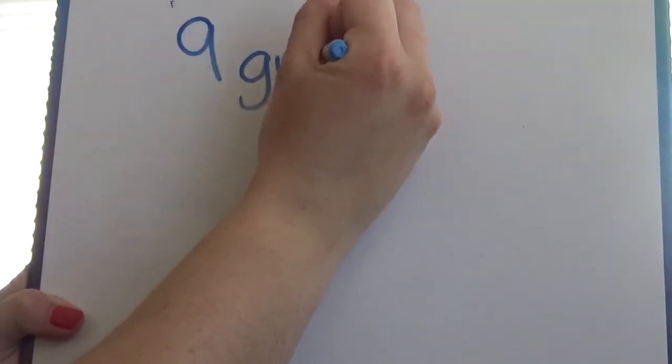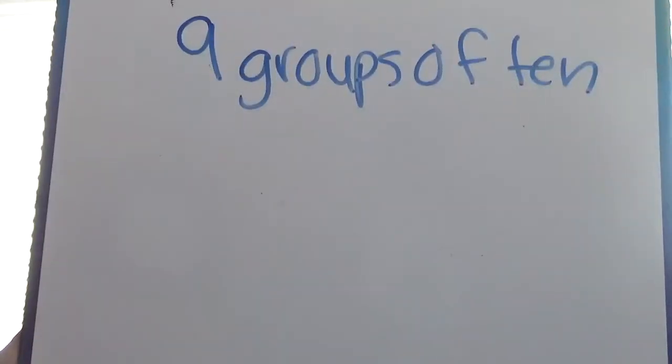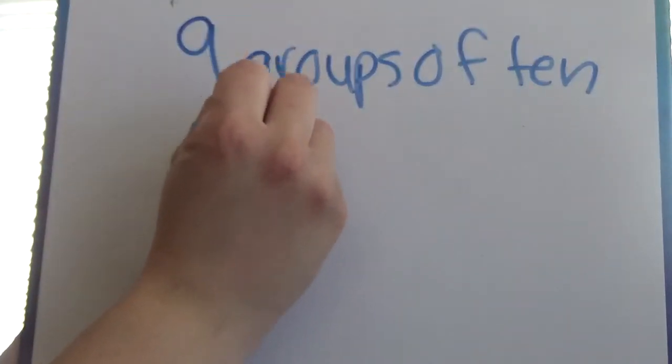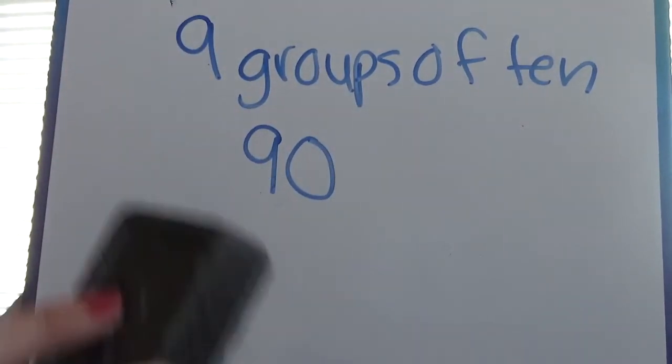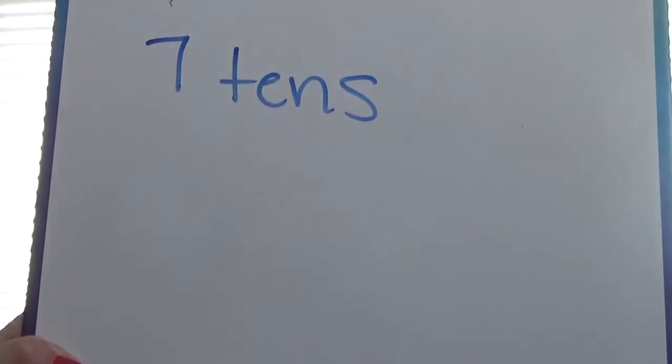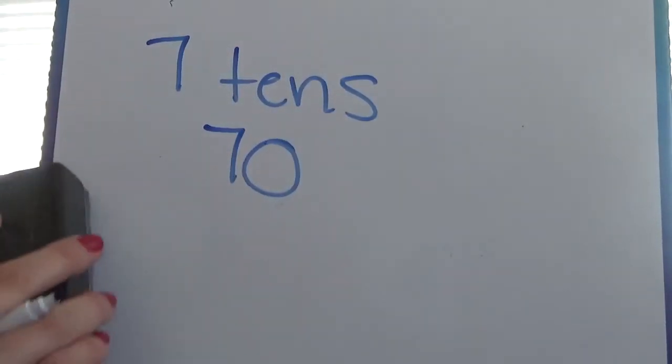Now let's do the same thing with 9 blue stars. 9 groups of 10. 9 groups of 10 equals 90. So he has 90 blue stars. The next thing is 7 yellow squares. 7 tens. What's the value of 7 tens? 70. So he actually has 70 yellow squares.